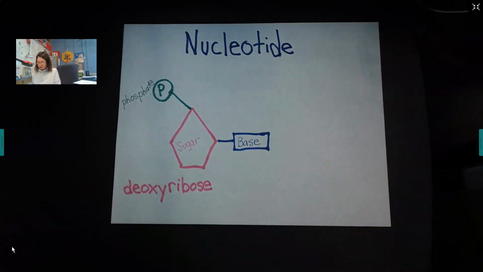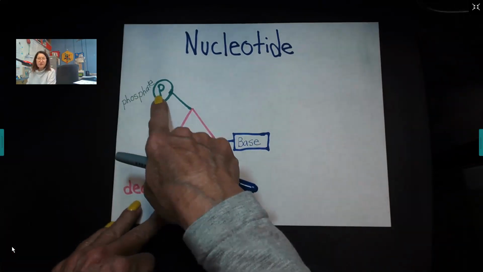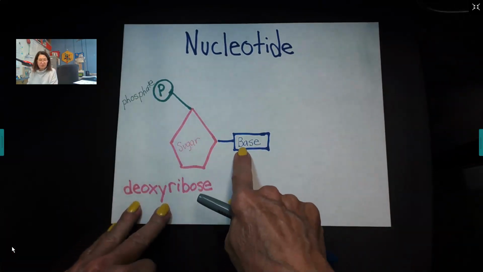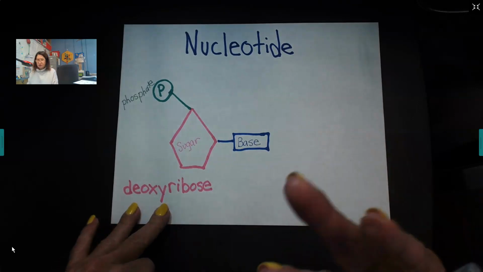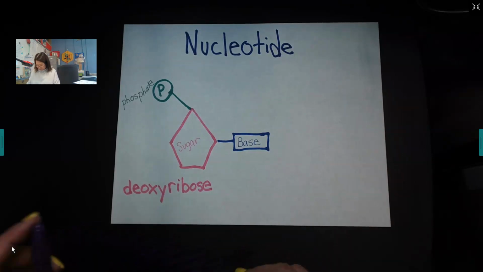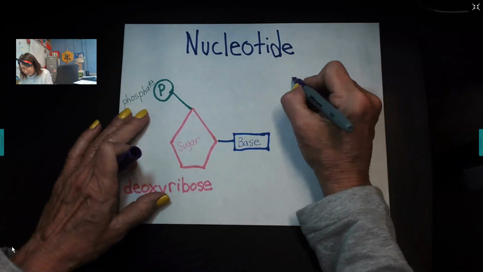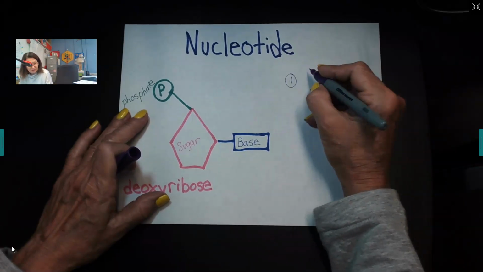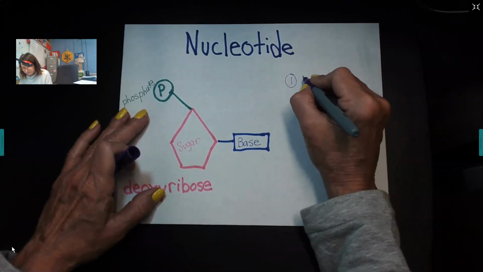So this is what a nucleotide looks like. We have our phosphate, our sugar, and our base. So they're made up of three things. Okay, so I'm going to write these down. They're made up of number 1, deoxyribose sugar.